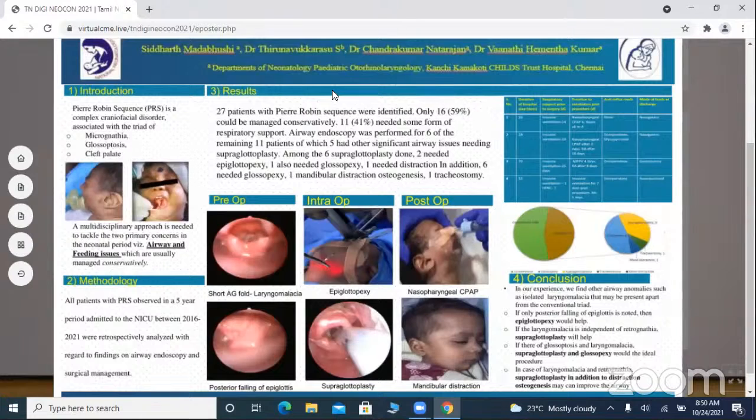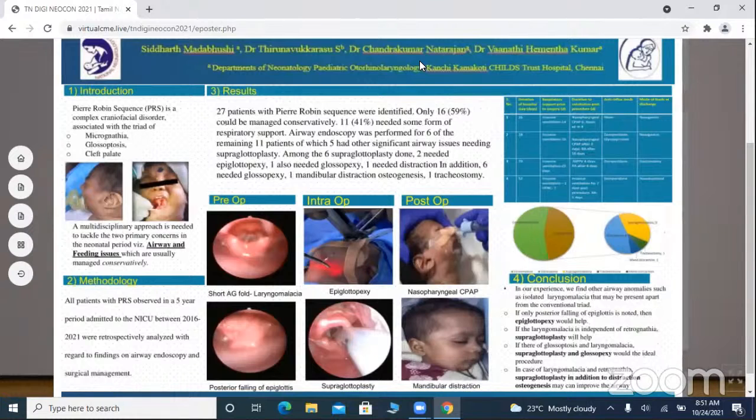But what we identified is that in a significant number of patients who require some form of airway assistance, there are other very easily correctable anomalies. If you look at some of these photos, the first pre-op flexible endoscopy, we find that there are many cases with laryngomalacia, the posterior falling of the epiglottis, and some of these can easily be managed with an epiglottopexy or a supraglottoplasty. Post-operatively, in almost 4 of these babies, we were able to significantly cut down.